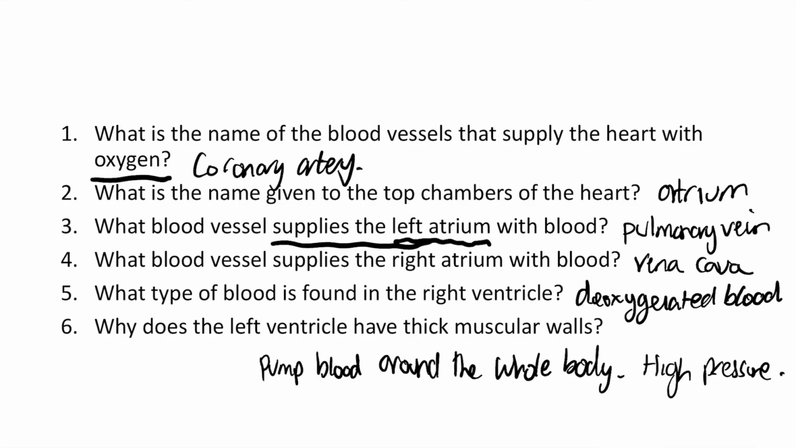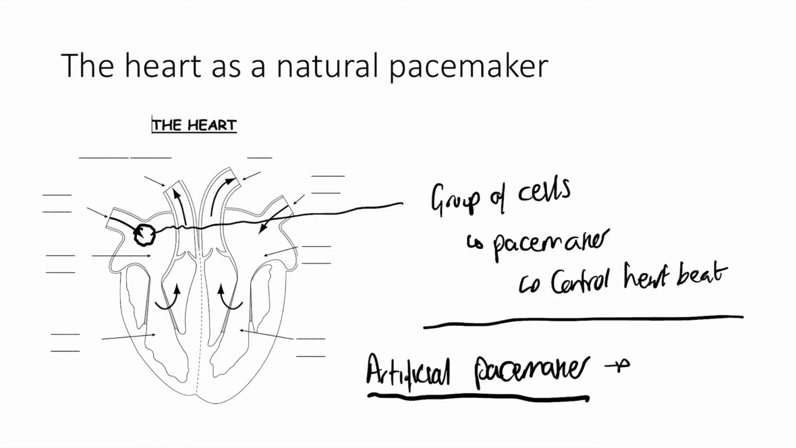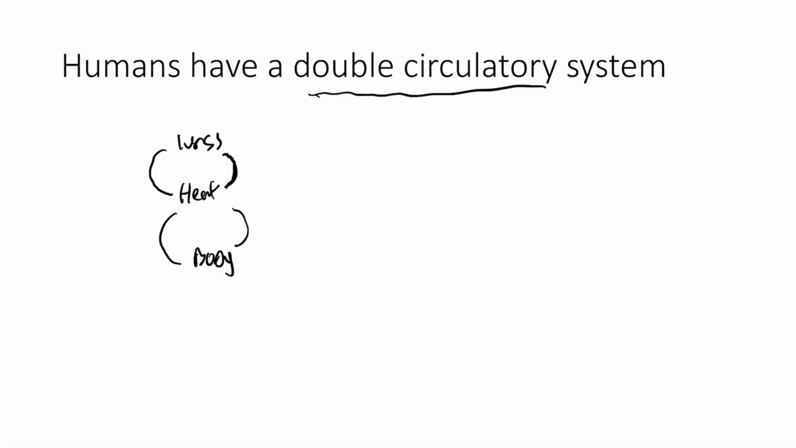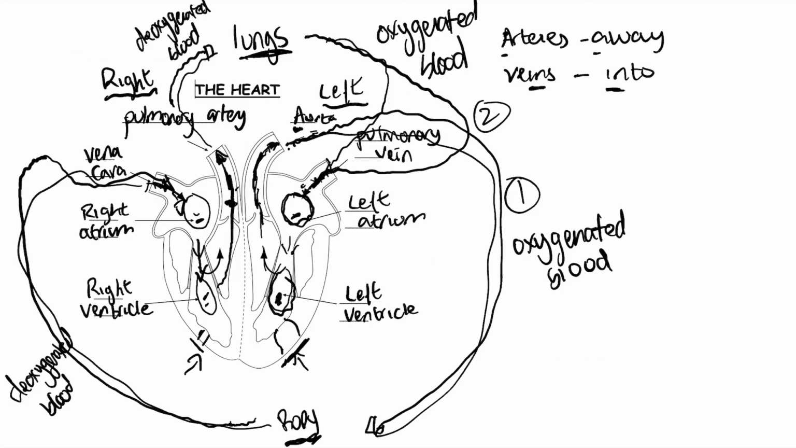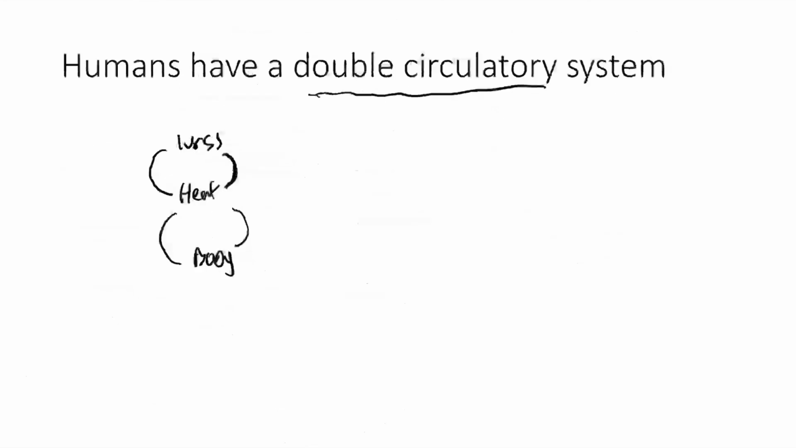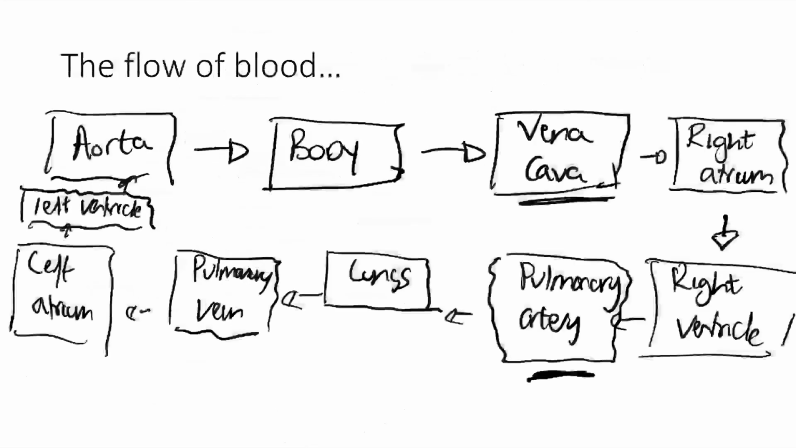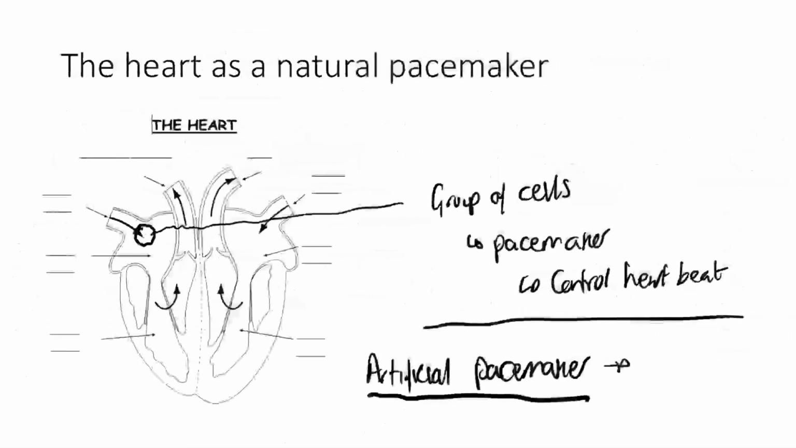So we have now hopefully learnt about the heart. We've learnt about its structure, which is here, and there's a lot to remember there, but we've learnt about the structure and how to label it. We've learnt that we have a double circulatory system, and we've also learnt the flow of blood around the body. And of course, very briefly, about the natural pacemaker and the artificial pacemaker.